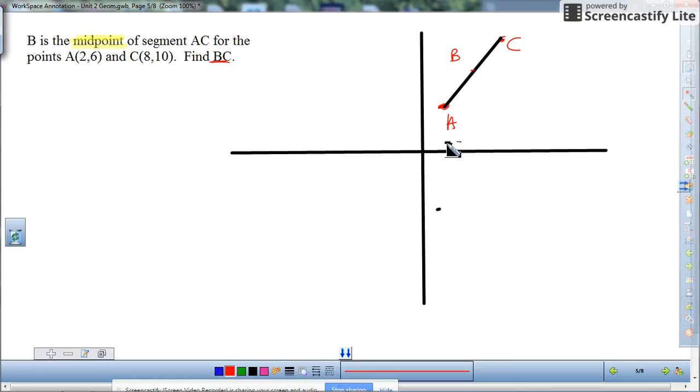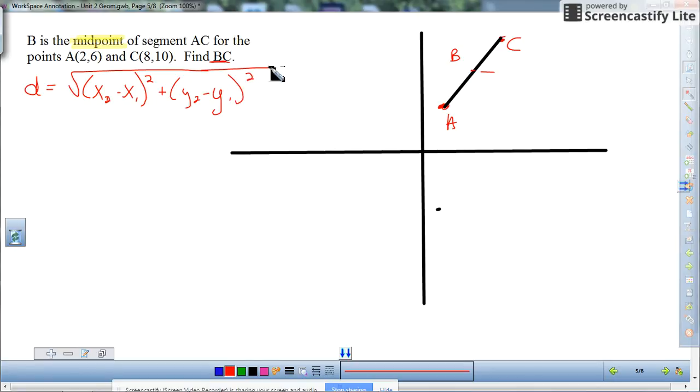Well, what we could do is we could find that midpoint and then figure out the distance or the length between the two, B and C. Or we could find the length of AC, or the distance from A to C, and then divide that by 2 and get the length of BC, because B is in the middle. So we could use the distance formula. Remember that for the distance formula, we take the difference in the x's and square it, and we add that to the difference in the y values and square it, and then we take that square root.